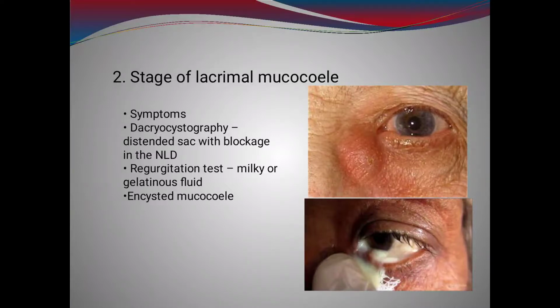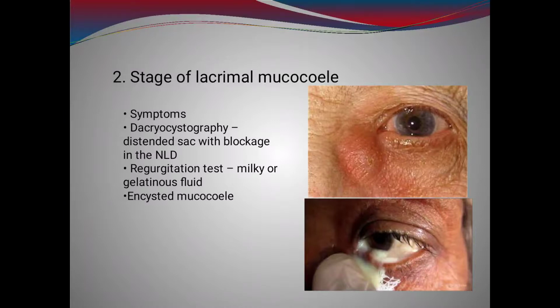So what are the symptoms? Patient will have constant watering and discharge from the eyes, and patient will also notice a swelling in the sac area, because the sac has enlarged. So that is lacrimal mucocele, and the regurgitation test is usually very, very positive in such patients, and we can see that there is a milky or gelatinous fluid coming through the punctum, as you can see in this photograph.